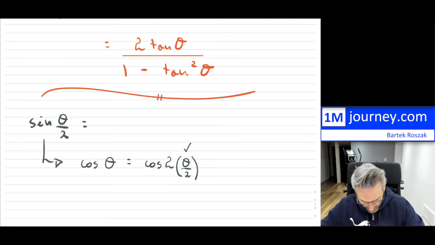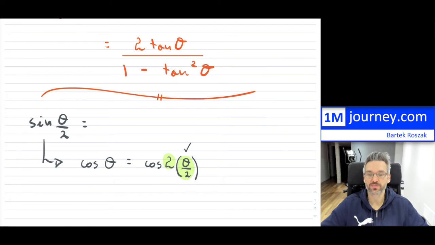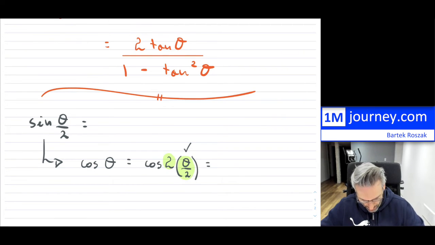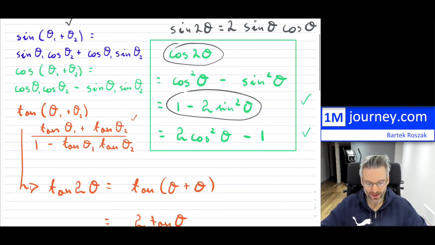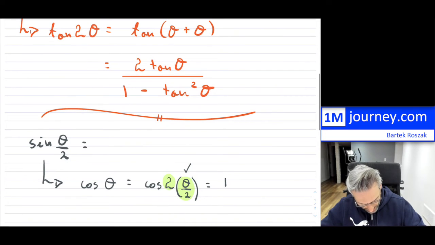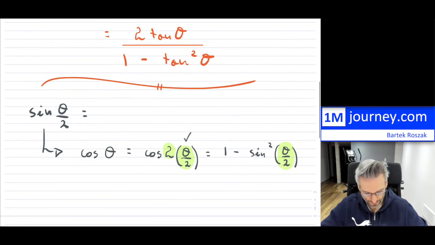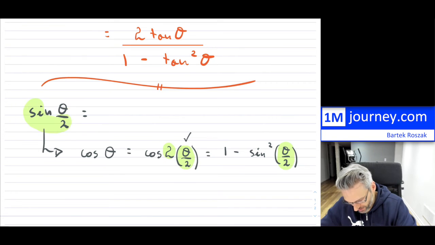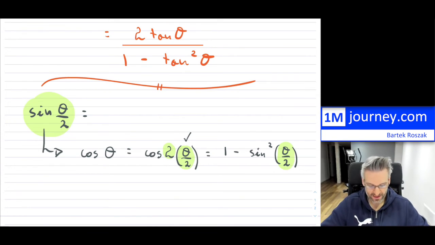So now this is my angle, and this is now my double angle formula, except my angle is theta over 2. And from what I just derived right here, I know that cos of the double angle is equal to 1 minus sine squared of the angle. But my angle is now theta over 2. So I'm just using that formula to substitute it in, and I want to solve for this. I want to know what the formula for this is. So I can now manipulate this entirely.